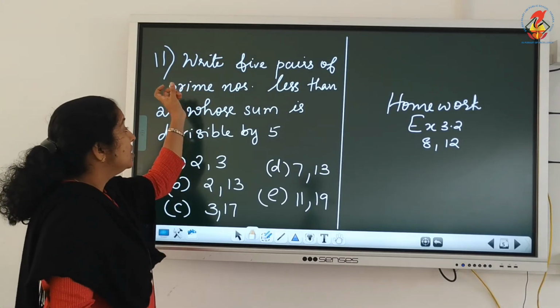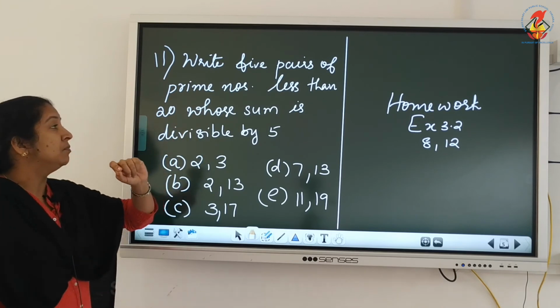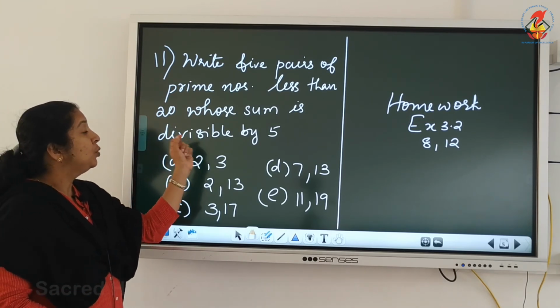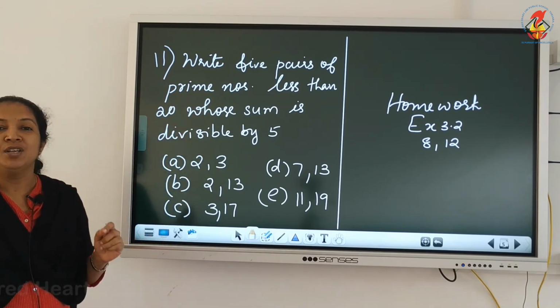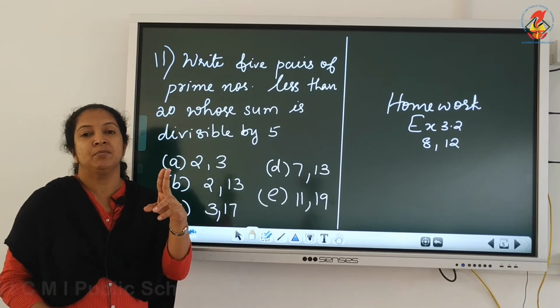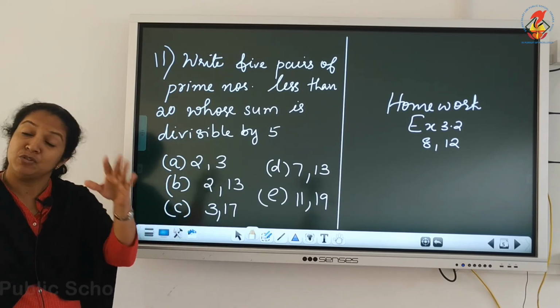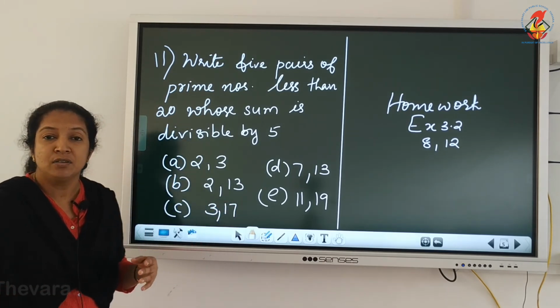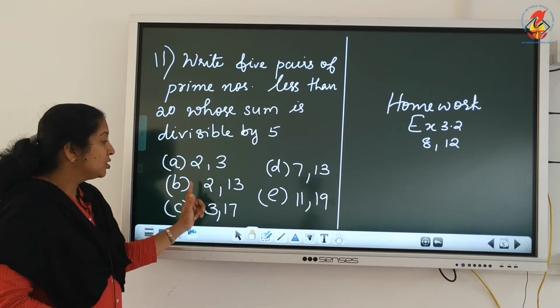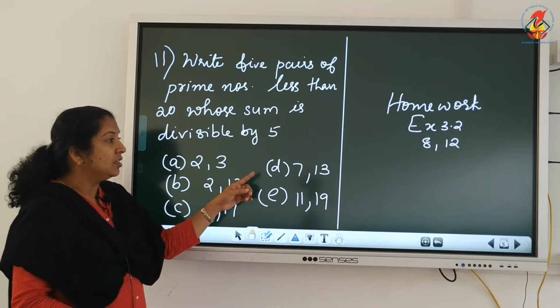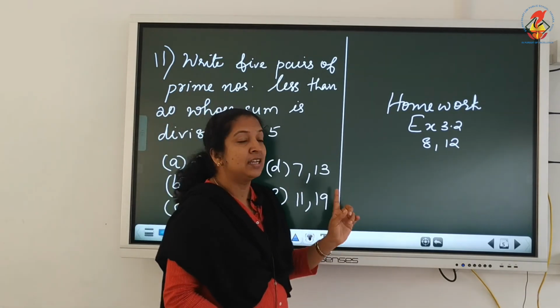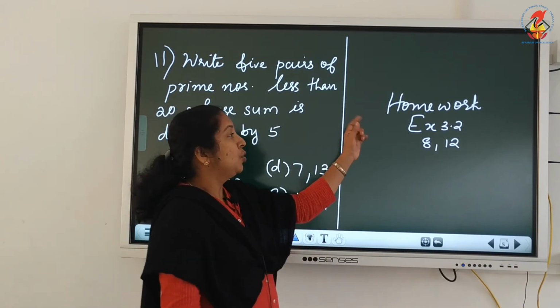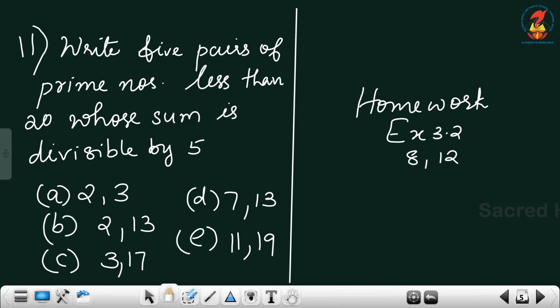So the question was, write 5 pairs of prime numbers less than 20 whose sum is divisible by 5. You have to identify 2 prime numbers, less than 20, whose sum must be divisible by 5. 2 and 3, 2 and 13, 3 and 17, 7 and 13, 11 and 19. So homework: exercise 3.2, questions 8 and 12.